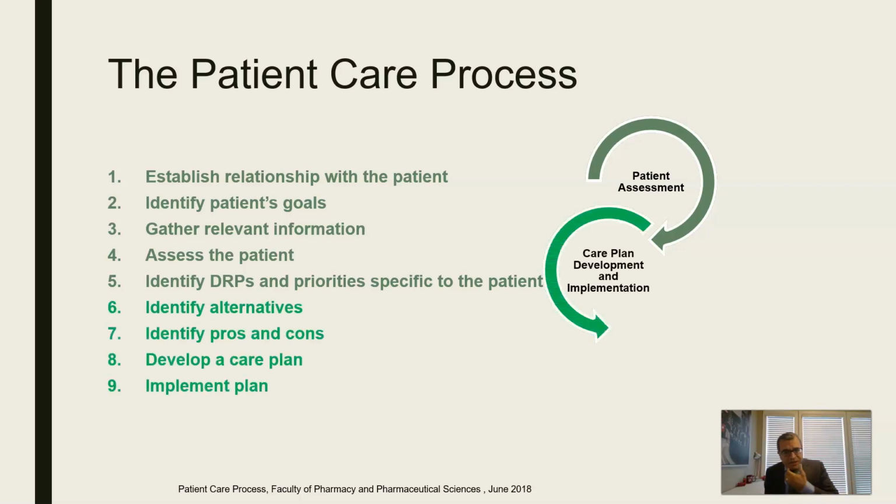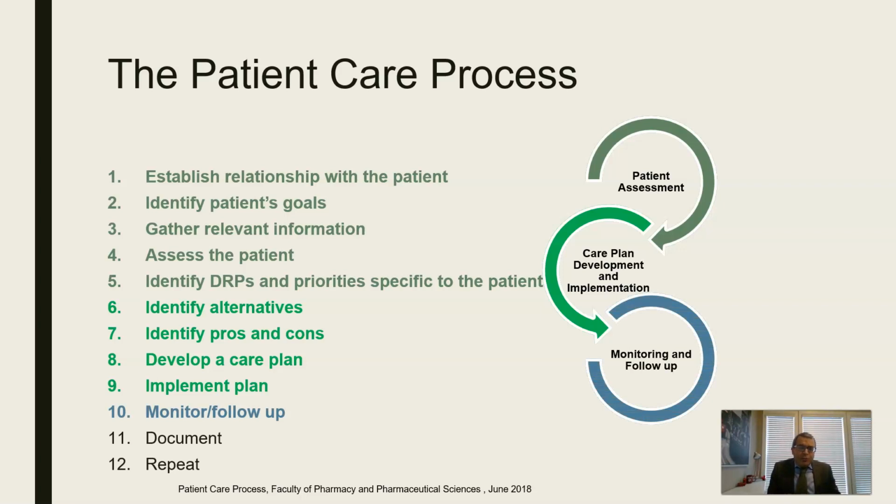Once you assess the patient, you come up with a plan: care plan development and implementation. You have the DRPs, how to fix them? By identifying alternatives, looking at the pros and cons of every alternative, and trying to choose based on that. And then you develop the care plan and then you implement the care plan. We'll talk on those later in other lectures. After that, you monitor and follow up.